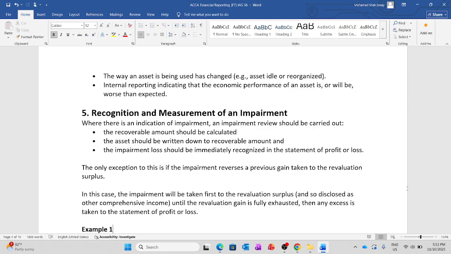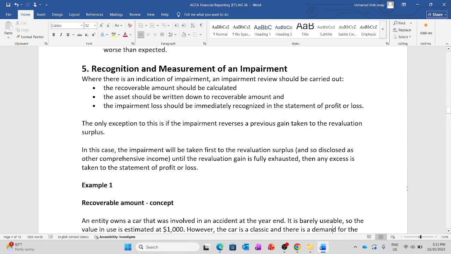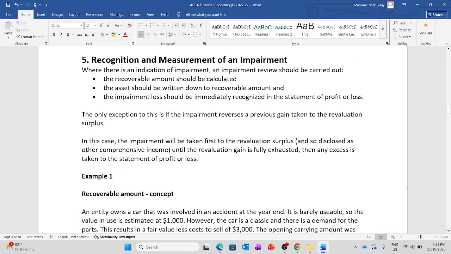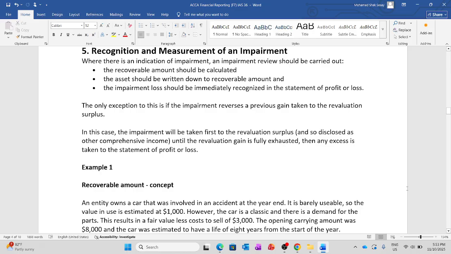At that point in time, we are going to account for the gain. But for a loss, we are going to account for it immediately. Now, we have an exception to this accounting treatment. For instance, in a situation where the asset has been previously revalued, then we have a gain in the revaluation that is seated in the revaluation reserve, and that particular asset has impaired.